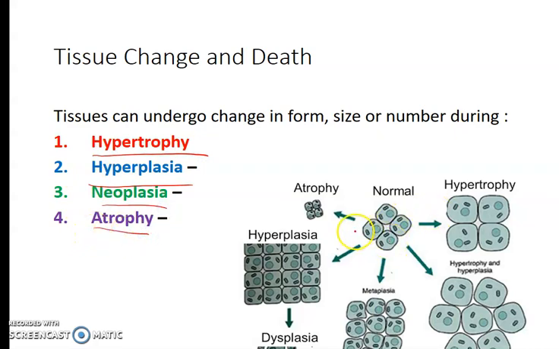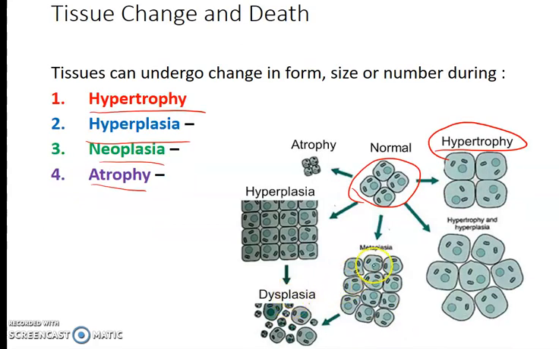So this is a normal cell. This is hypertrophy. What happened to the cell? I think it got bigger, but it didn't increase in number. This is hyperplasia. And, oh, look, instead of 4 cells, I have, I believe, 16 cells. That looks like it's getting more in number. Then neoplasia. Do those cells look normal? No. Then atrophy. Oh, look, they're smaller. So I'll ask you one of these on the test.